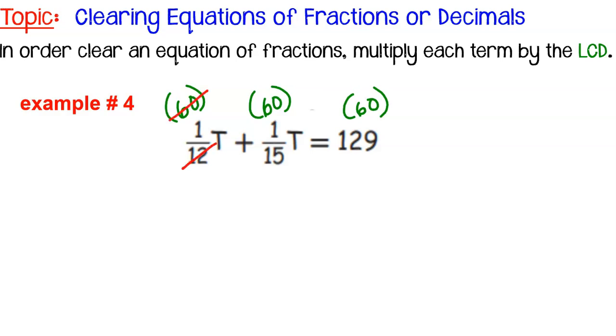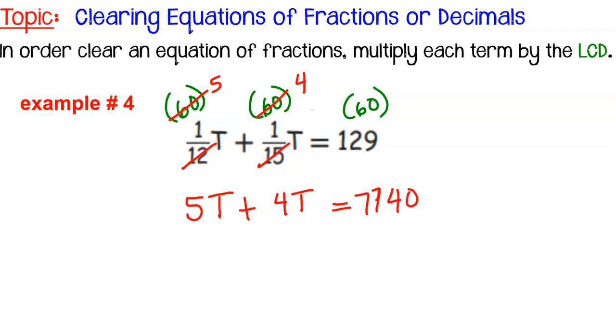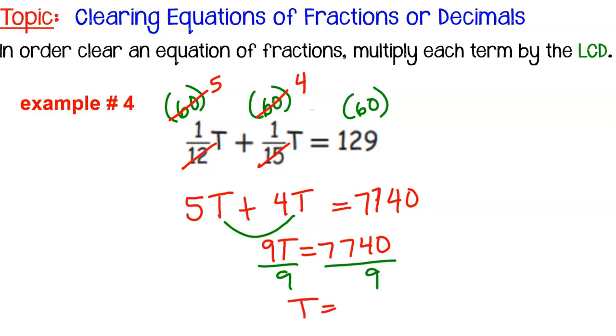So again, I'm going to reduce first, and then I'm going to multiply. 5 times 1, this value has a t. 4 times 1, this value also has a t. And 129 times 60, I need a calculator for that. 7740. Combine like terms. Use my inverse operation. And get your final value. Again, pause the video if you need to take a longer look.